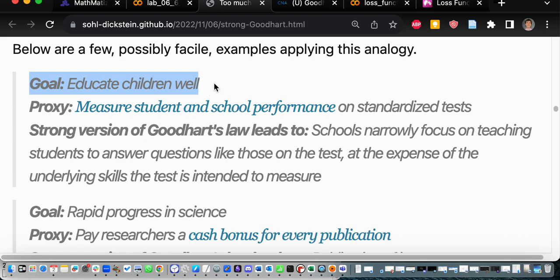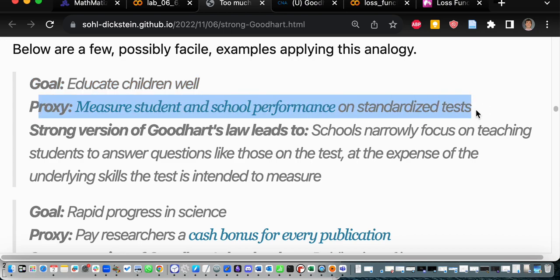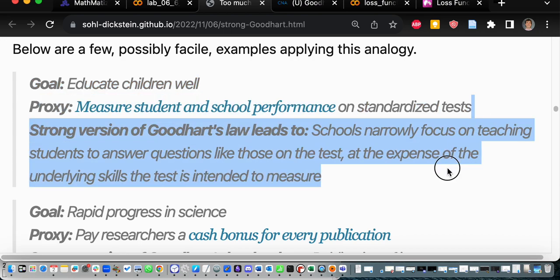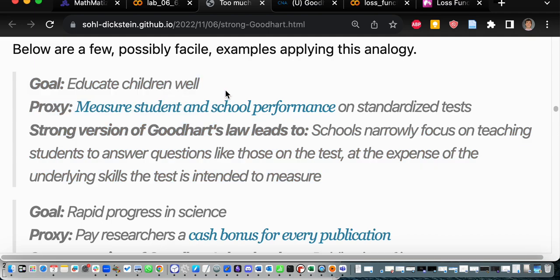Goal: educate children well, right? The thing we want to do is educate children well. How do we educate children well? Well, we measure how well they do on standardized tests. But then people start to only teach the test, and then you're actually doing worse at educating children well.